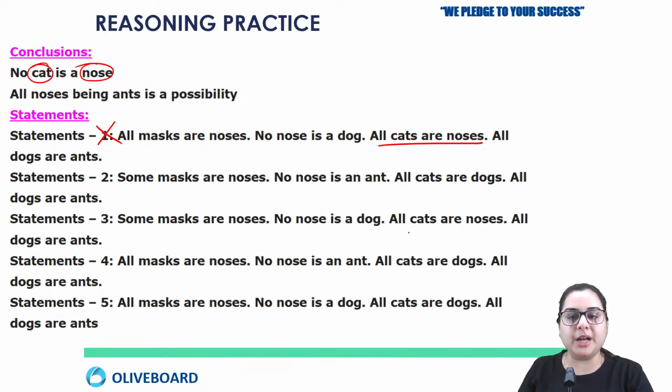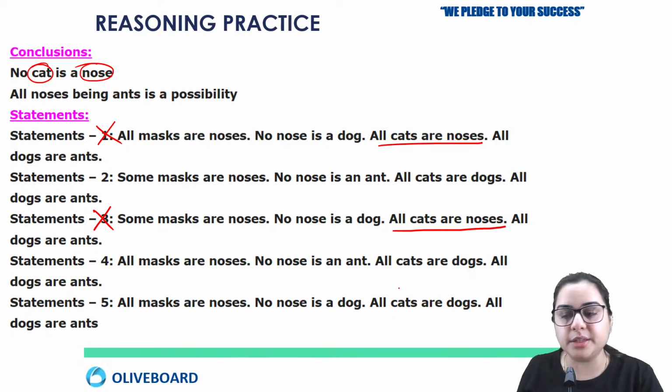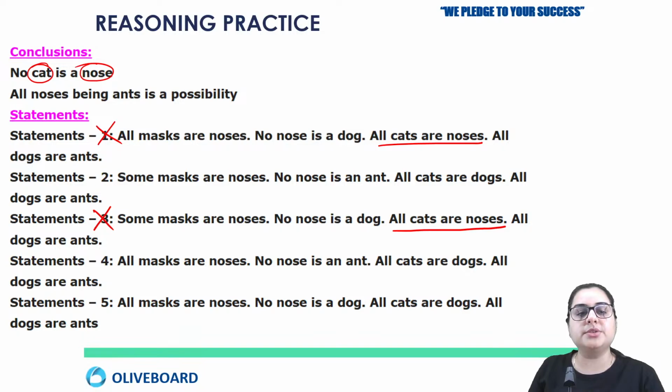In the third you have "all cats are noses." So the third one is also wrong. In the fourth one there is nothing positive between cat and nose. Also in the fifth one you do not have anything positive between cat and nose. So focusing on the first conclusion, our first and third options are wrong.